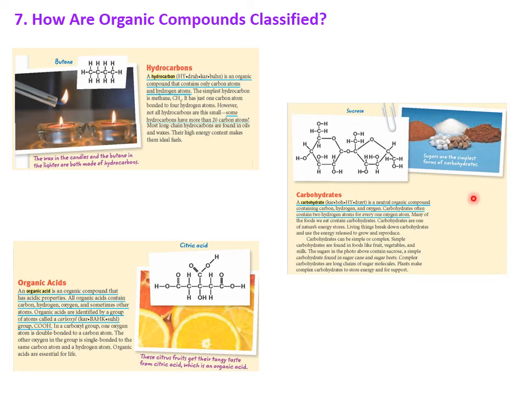Third, carbohydrates. A carbohydrate is a neutral organic compound containing carbon, hydrogen, and oxygen. Carbohydrates often contain 2 hydrogen atoms for every 1 oxygen atom. Many of the foods we eat contain carbohydrates. Carbohydrates are one of nature's energy stores. Living things break down carbohydrates and use the energy released to grow and reproduce.